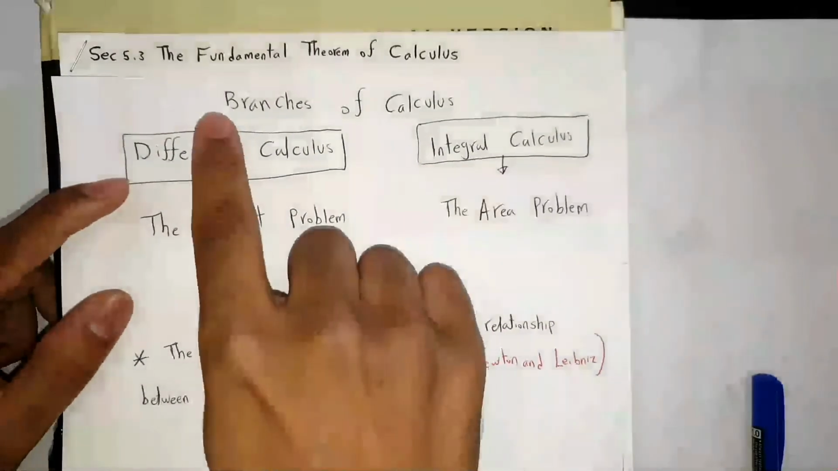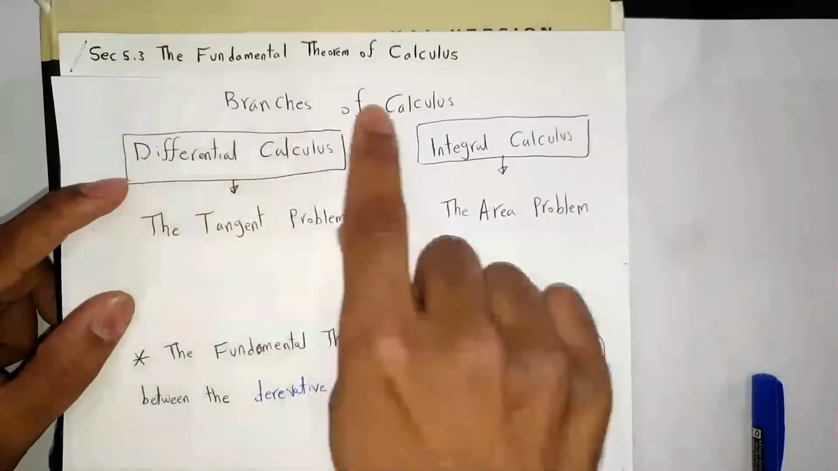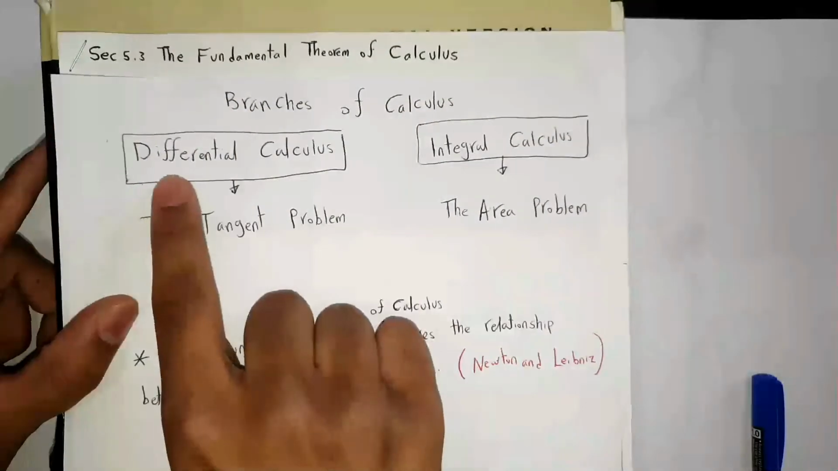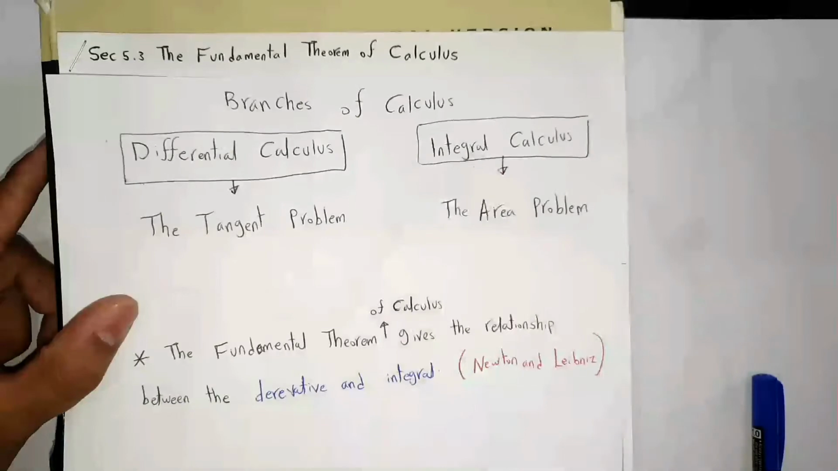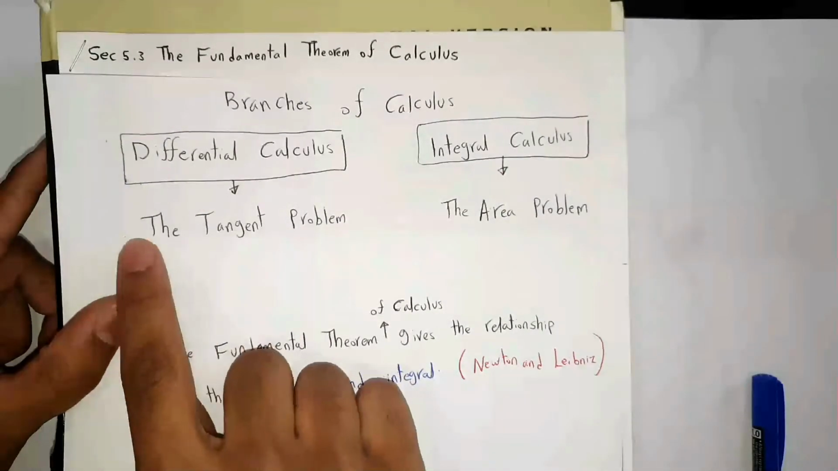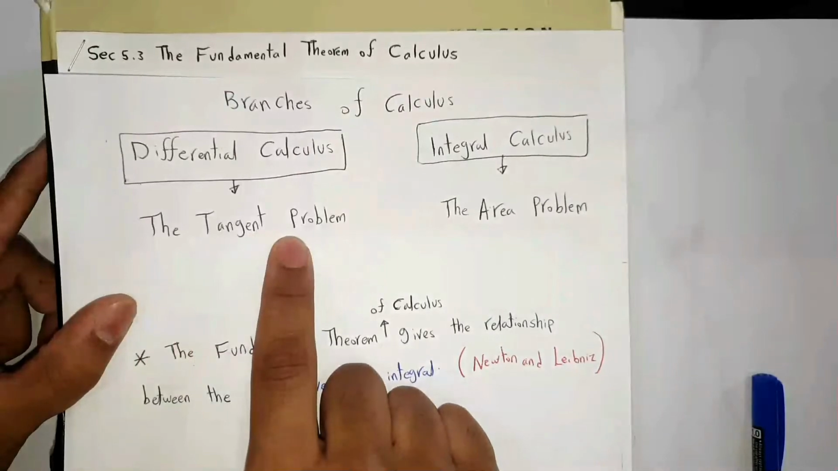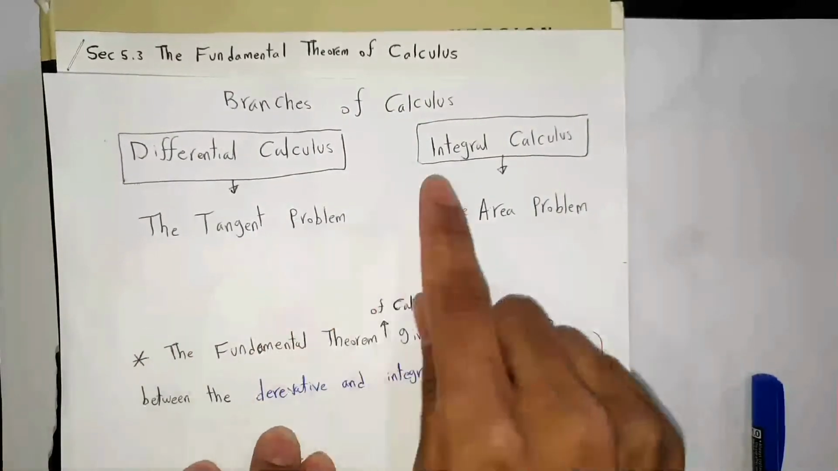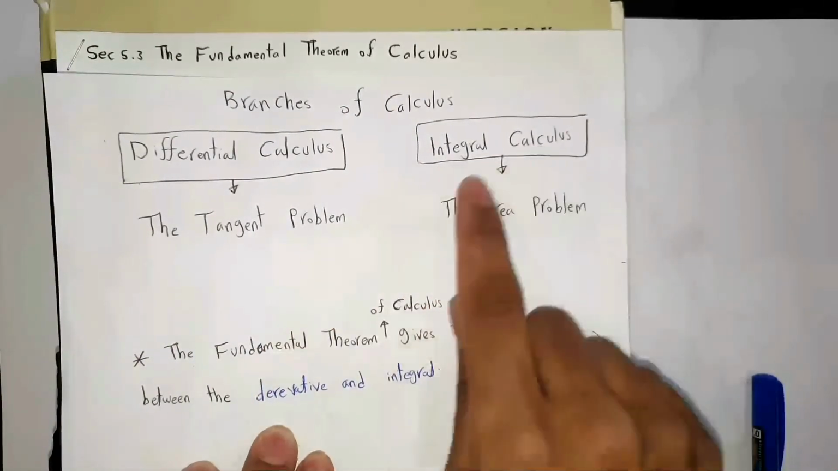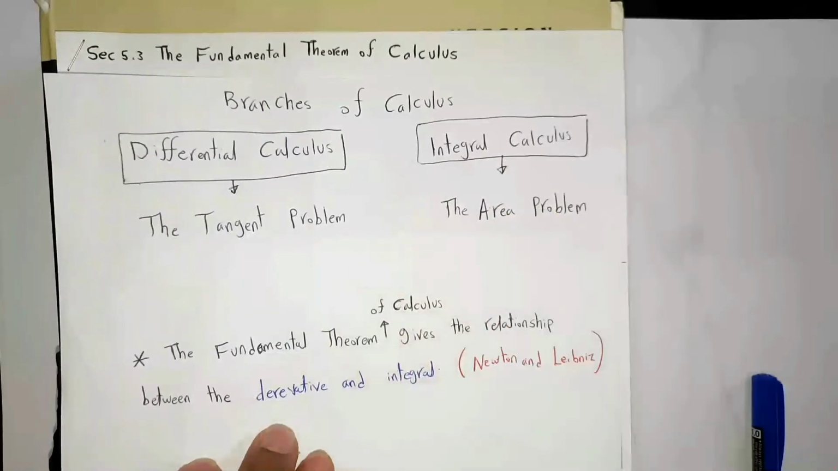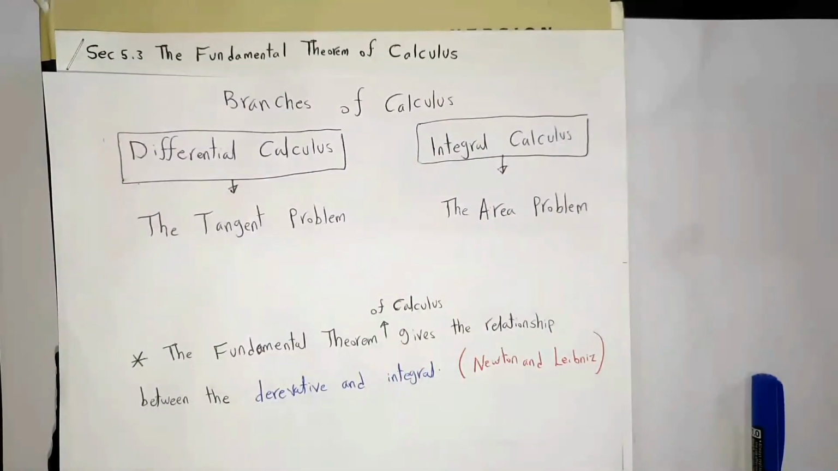First, you know that we have two branches of calculus. The first one is differential calculus. The second one is integral calculus. The differential calculus arose from the tangent problem, and we took this in calculus 1, while the integral calculus arose from the area problem, and we took it at the beginning of this course.